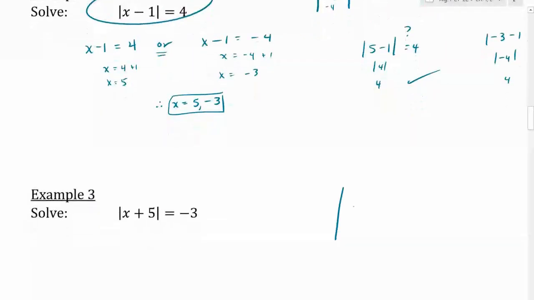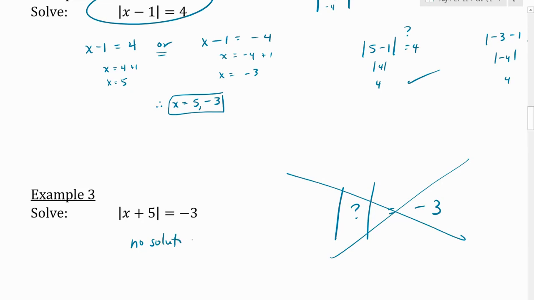Okay. All right. Now this one, you're saying absolute value of some number is negative 3. So remember, first thing we do is we just think, is it possible? Is the distance from 0 ever going to be negative 3? Can an absolute value equal negative 3? It cannot. That is impossible. Do not waste time doing any work. You just come over here and tell everybody there's no solution.